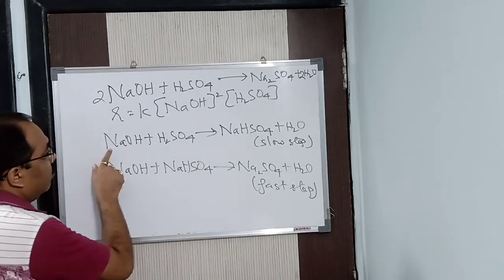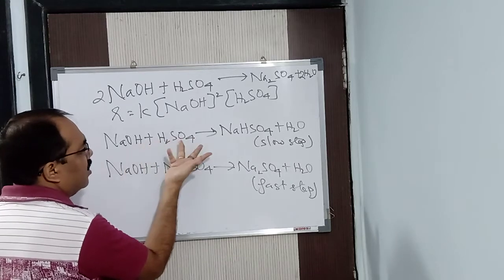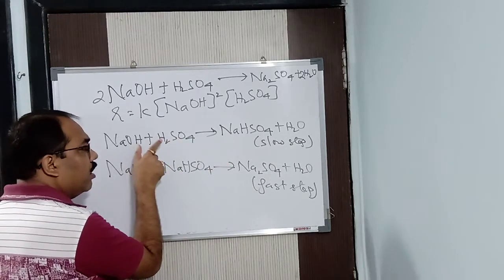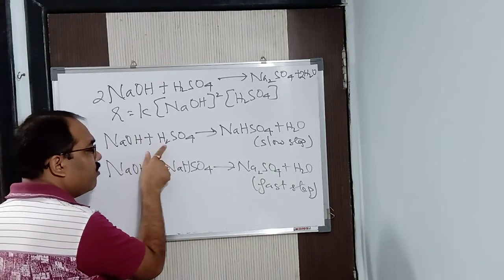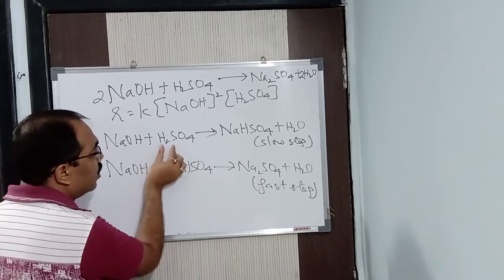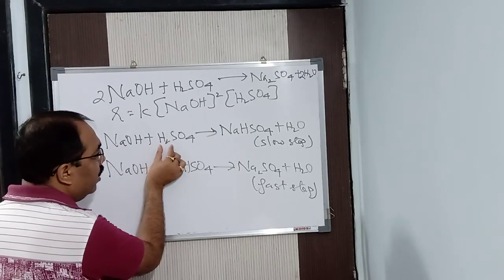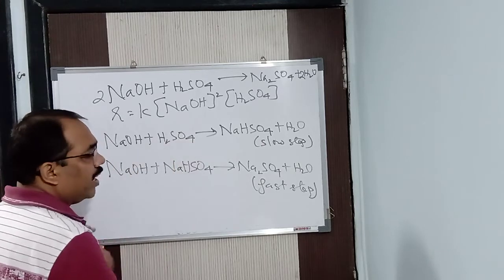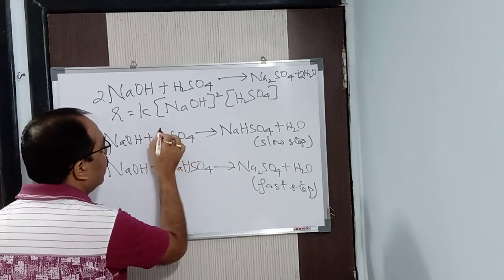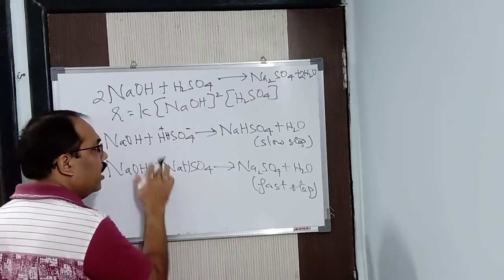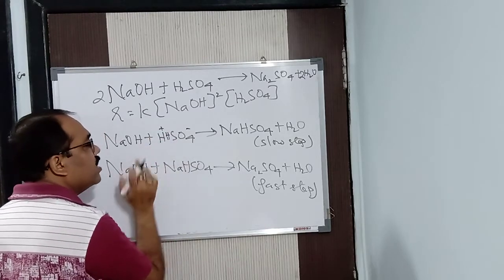Breaking of a bond means NaOH plus H2SO4. What is this reaction? It's double decomposition, isn't it? Na replaces one atom of hydrogen to form NaHSO4 plus water. Actually H2SO4 can be written as H plus and HSO4 minus, yes or no? So there is a breaking of a bond between H and HSO4 minus.